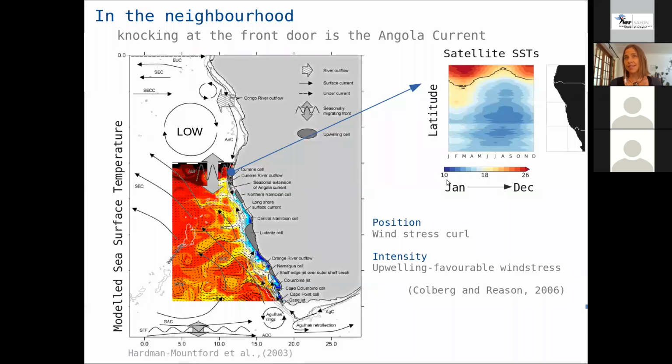This plot here is a Hovmöller plot. Many of you might not be aware of how these plots work, but on the y-axis, we're looking at latitude from about 12 degrees south to 34 degrees south.